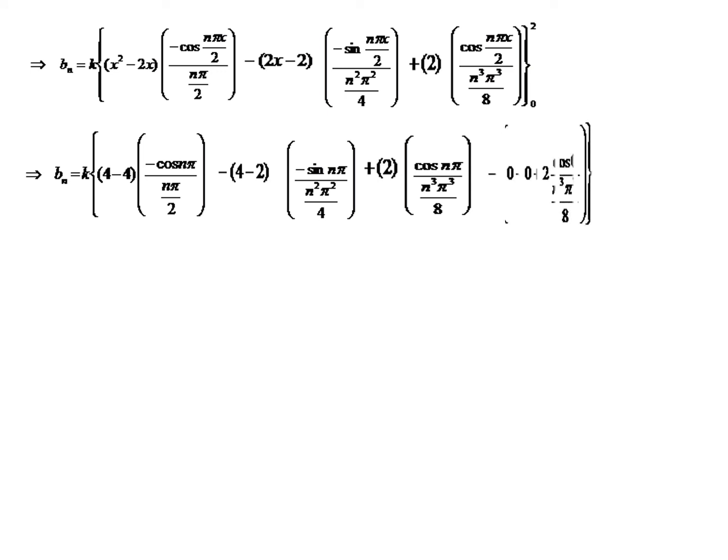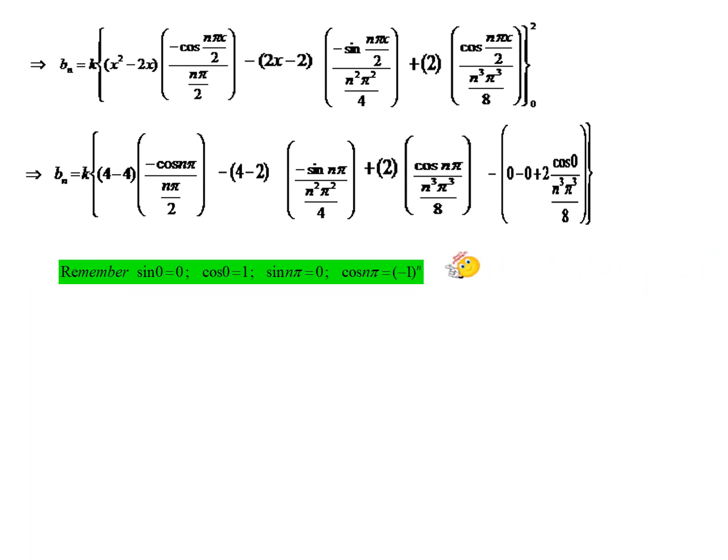Now minus lower limit. What is the lower limit? In the place of x, we have to put 0. So the first term is going to be 0 and the second term also 0 because sine 0 is 0, and the last third term will be cos 0, which will be 1. So 2 by n cube pi cube by 8. Of course, there we have written cos 0 here. And remember these values of sine and cos: sine 0 is 0, cos 0 is 1, sine n pi is 0, and cos n pi will be minus 1 power n.